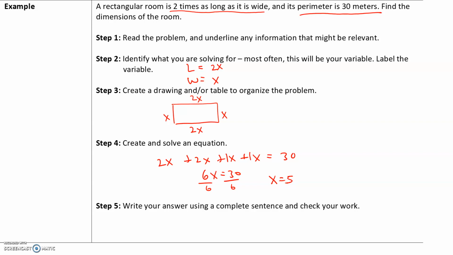So what does x represent? X represents the width. So the width is equal to 5 meters, and we have to make sure that we include the units. The length is 2 times that, which is 10 meters. And we already wrote the answer, so that should be good enough.